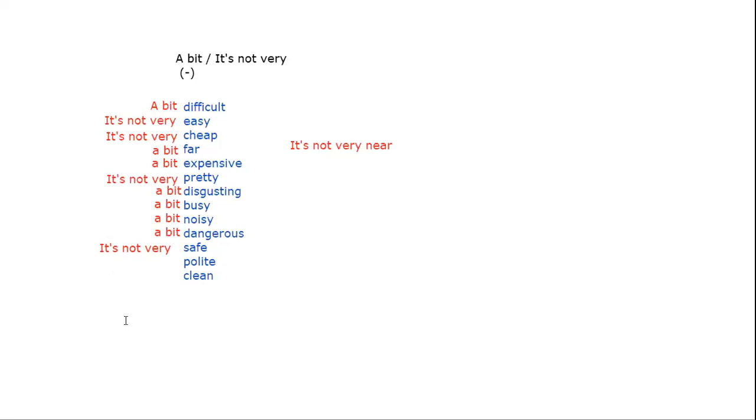What about polite? Educado. It's not very polite. And the final one, clean. It's not very clean. Si quieren decir de forma más educada que algo está sucio, ¿no es cierto? Pueden decir it's not very clean. No está tan limpio.